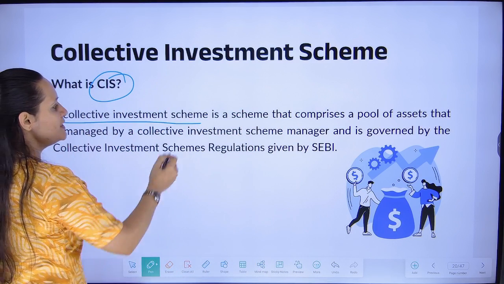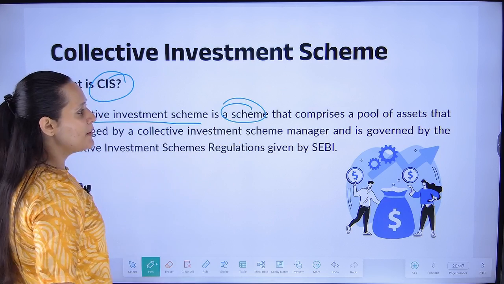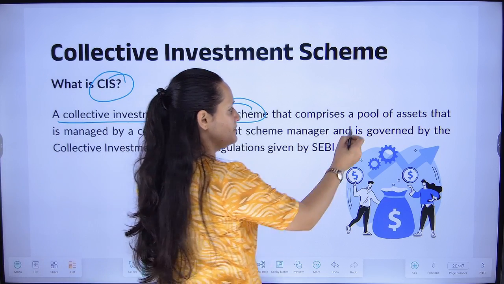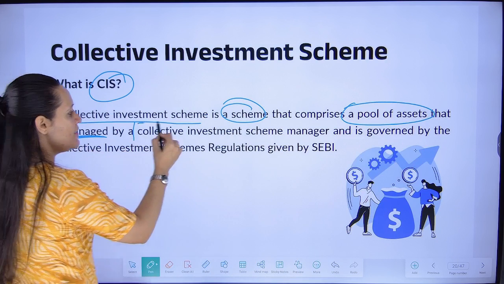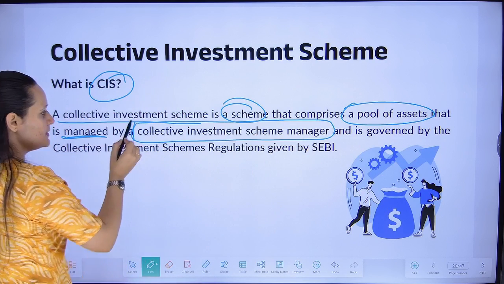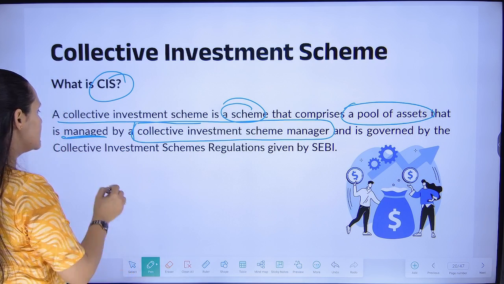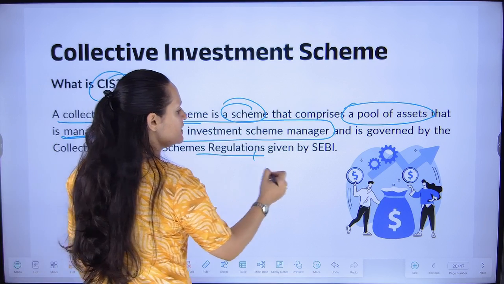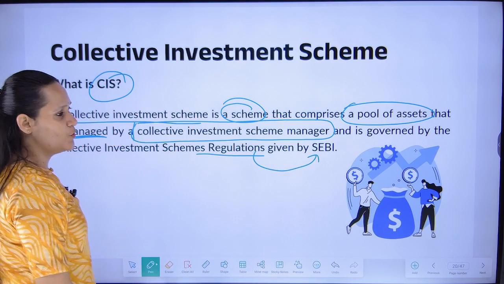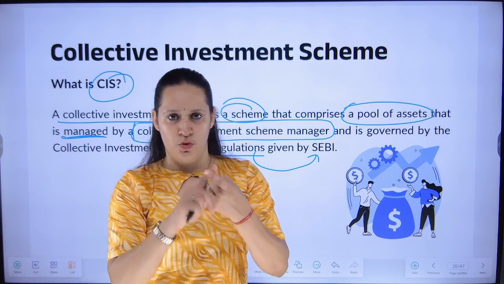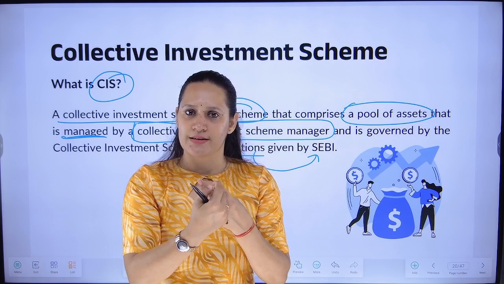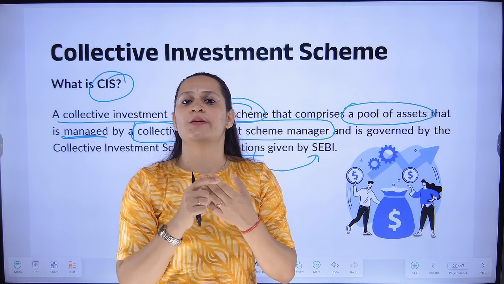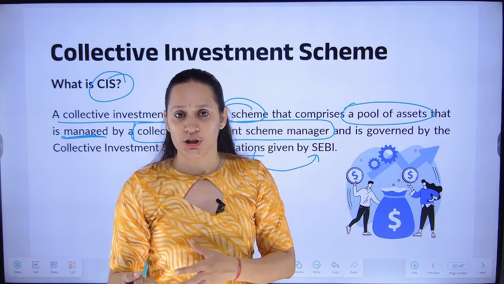A collective investment scheme is a scheme that comprises a pool of assets that is managed by a collective investment scheme manager, and it is governed by the regulations given by the Securities and Exchange Board of India. So they are saying that there is a pool of assets, there is one manager to manage the money being collected, and all this is going to be regulated by the Securities and Exchange Board of India.